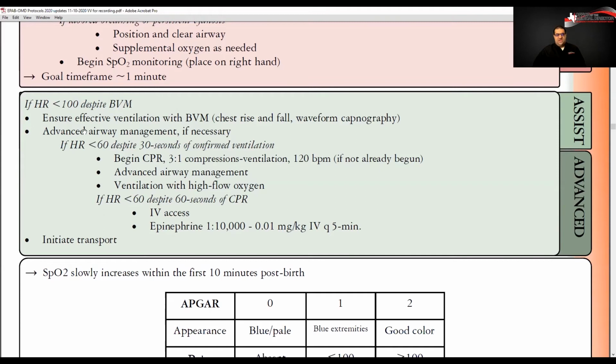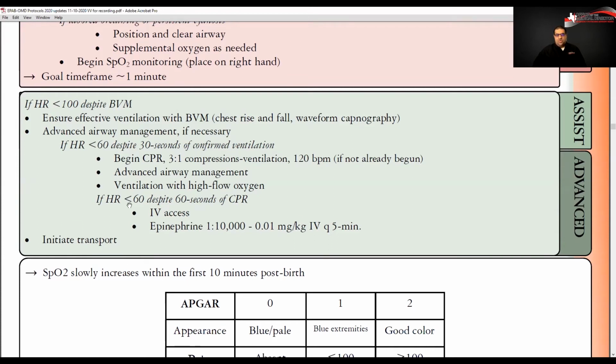If you're getting to the place of beginning CPR, then go ahead and perform advanced airway management. You can actually do that if you're having trouble with your initial BVM, but your heart rate's between 60 and 100. And if you still have a low heart rate despite CPR, you can at this point administer epinephrine. That's the go-to there. And at that point, with this whole process really only taking a few minutes, you would initiate transport to a pediatric facility.